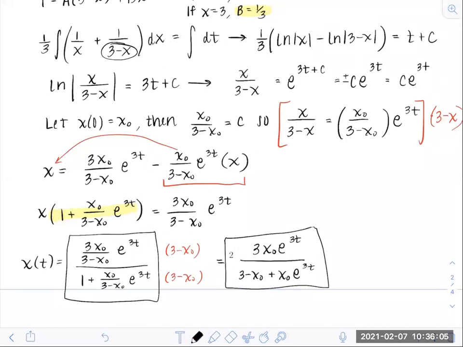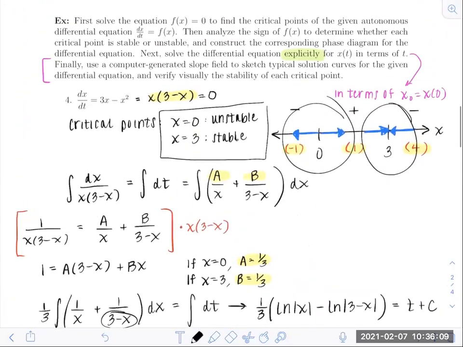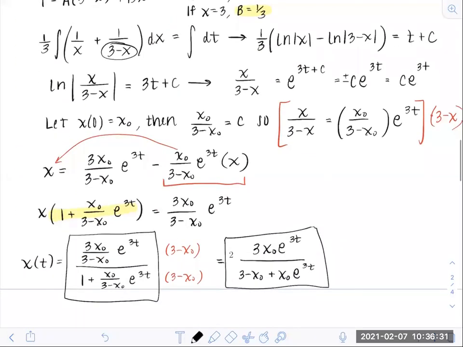All right, finally, if you'll recall, let me scroll up here a bit. The last sentence here says use a computer-generated slope field to sketch typical solution curves for the given differential equation and verify visually the stability of each critical point. I do want you to include this on your homework, but I am expecting you to use some sort of website to help you generate this. So what I'm going to do is include this sketch just down here in the corner. We don't need tons of room.